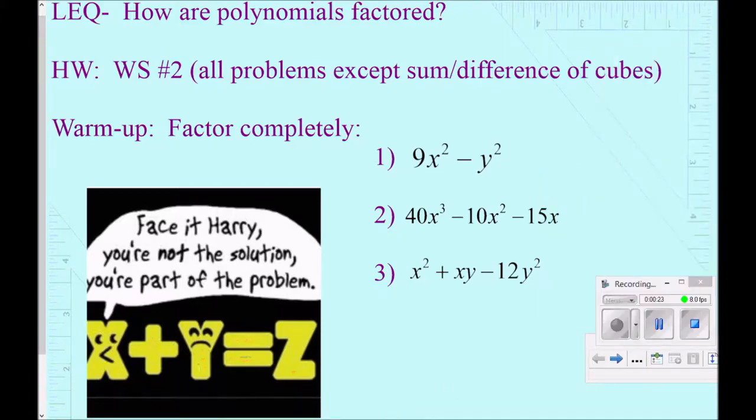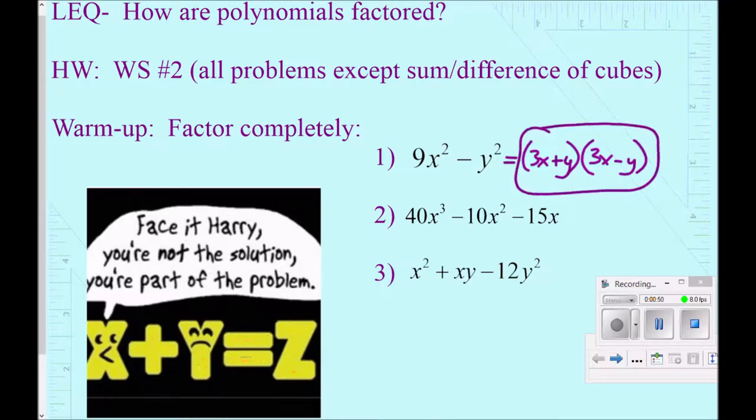So the first one, I check for GCF, don't see GCF. I see two terms, a minus sign, and perfect squares. That means this is difference of squares. So difference of squares is two binomials. The square root of 9x squared is 3x. One is plus, one is minus, and the square root of y squared is y. So 3x plus y, 3x minus y are the factors for 9x squared minus y squared.